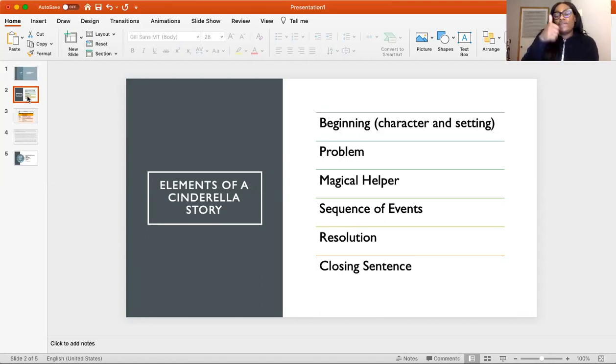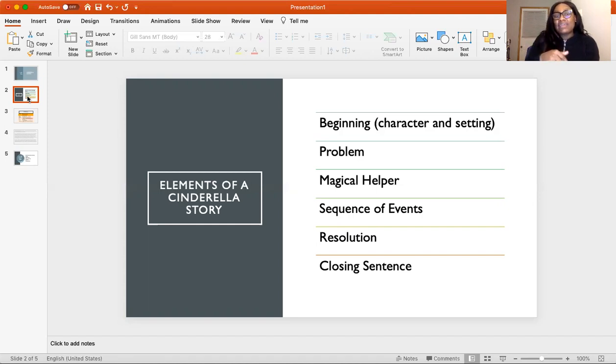So let's review. First, you need the beginning of your story, which is the character and the setting. Then you need to talk about the problem that your main character faces. You then need to have a really cool and really sweet magical helper that can help the main character in your story. Then you want to make sure while you're writing all of this, you sequence your events of what happened first, next, and last. You need to have a resolution to the problem that you stated in your story and find a way to wrap your entire story up. Seems like a lot, but I know you all can do it.